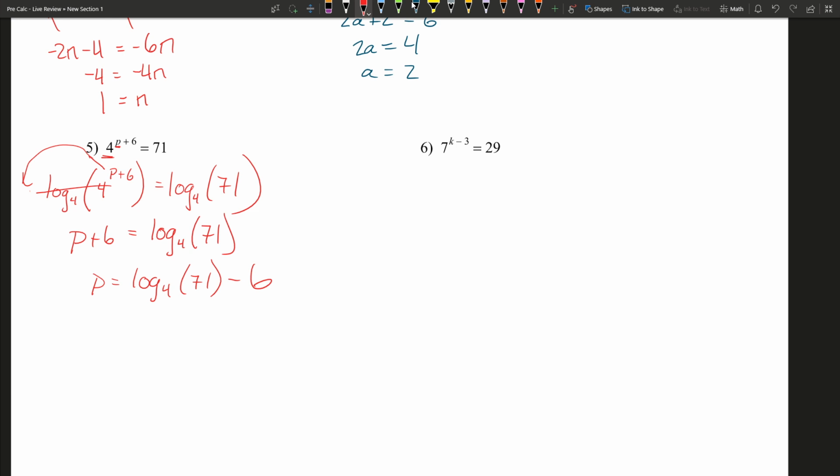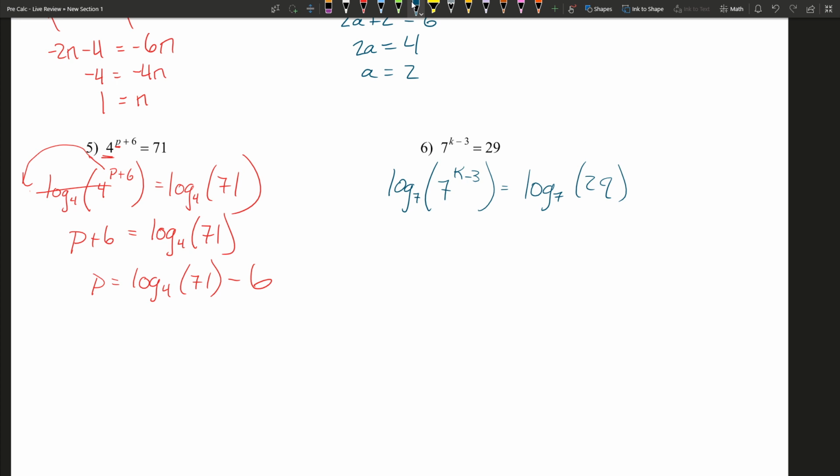And then the same is true for number 6. There is no common base between 7 and 29, so we need to cancel out that base of 7. In order to do that, you want to take the log base 7 of both sides. And again, what you do on the left-hand side, you also have to do on the right-hand side.